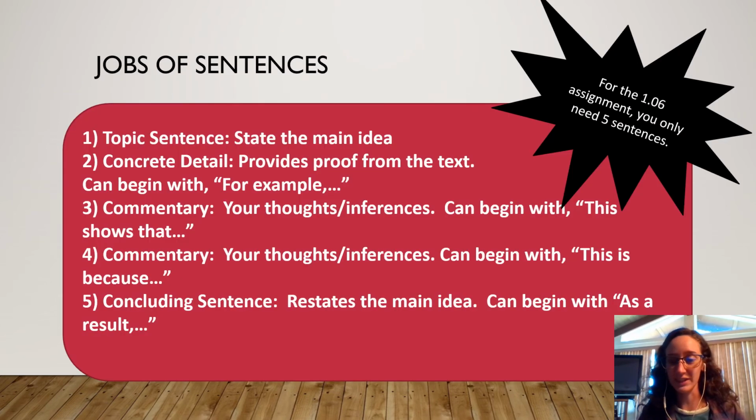This is the jobs of sentences. So if you've had our class before, if you've had Mrs. Seward and Mr. Jacinto, you know that we go over the jobs of sentences a lot. That is a huge thing in our class. So you have a topic sentence where you state the main idea. You have a concrete detail which provides proof from the text and can begin with for example. You have a commentary sentence where you put in your thoughts and inferences. It can begin with this shows that. You have a commentary again, so 2 commentaries with your thoughts and inferences. This one can begin with this is because. And a concluding sentence that restates your main idea, and it can begin with as a result.